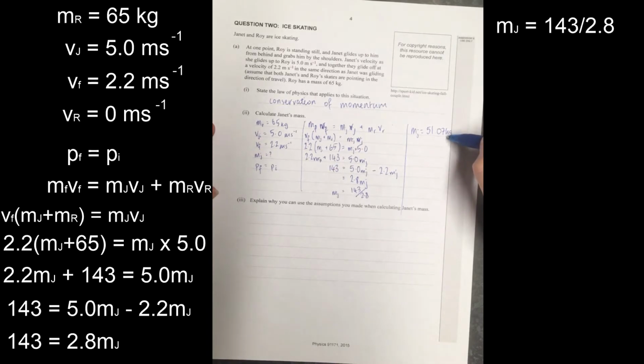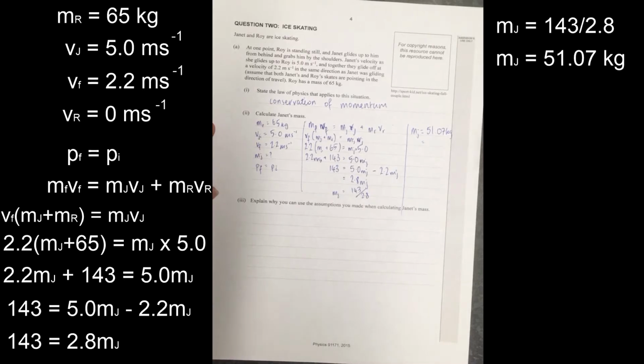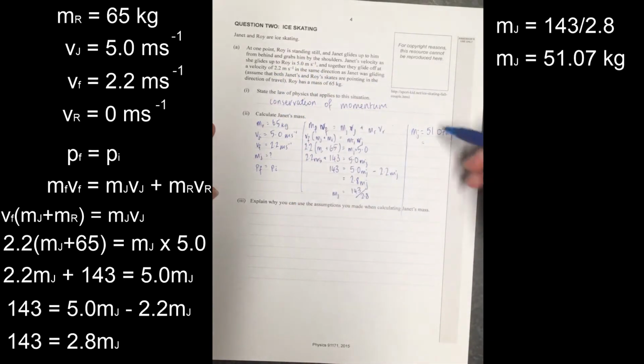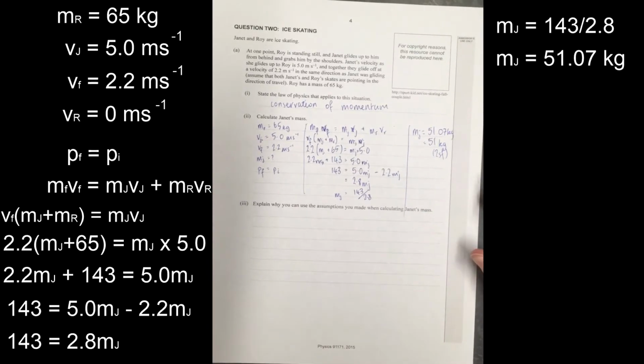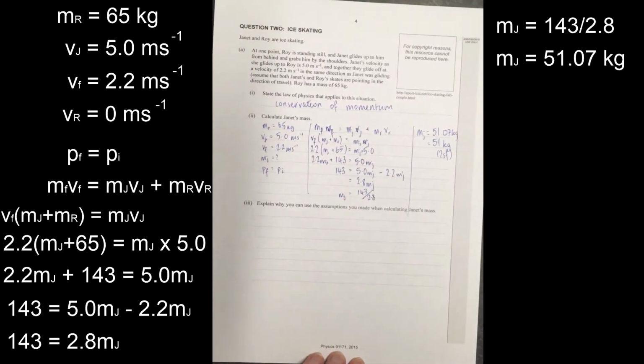So the mass of Janet is going to equal 51.07 kilograms. Our last step, just to check, is to make sure we've got the right number of significant figures. We've got 2 here, 2 here, and 2 here, so we're definitely in 2. So it's 51 kilograms to 2 significant figures. That was a bit of a tricky one, needing to be able to factorise and expand those brackets.